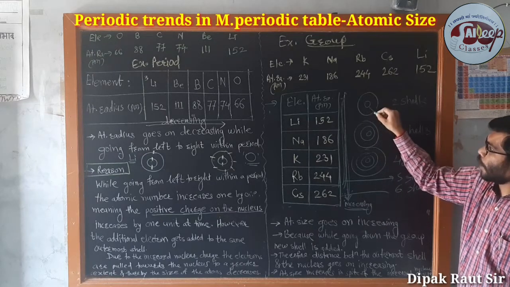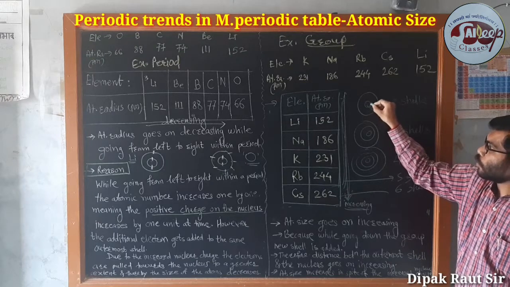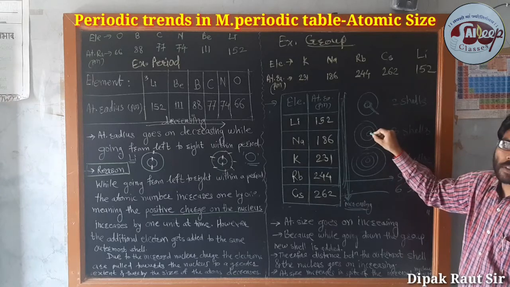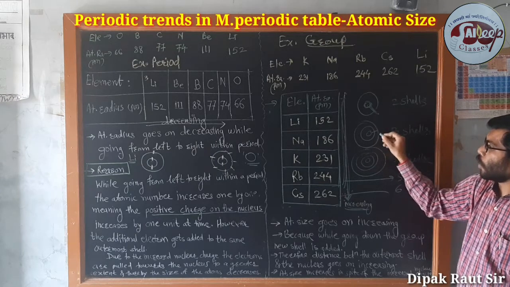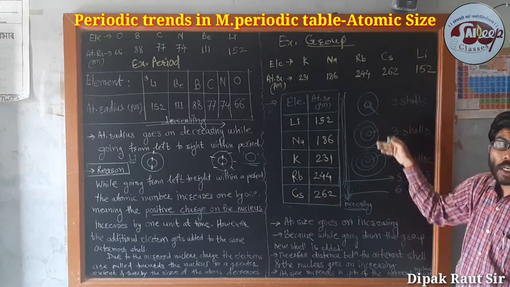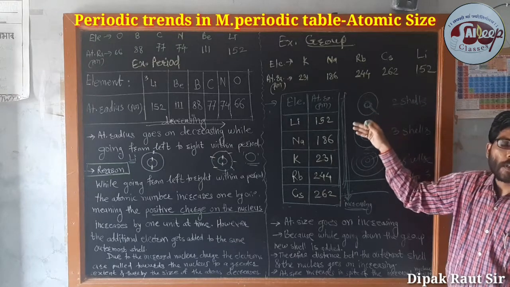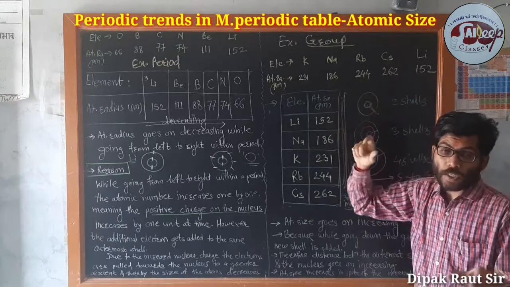When a shell is added, therefore the distance between the nucleus and the outermost shell increases. Here is a short distance. Here is more. Here is more. The distance increases. One shell added, the distance between the nucleus and outermost shell increases.